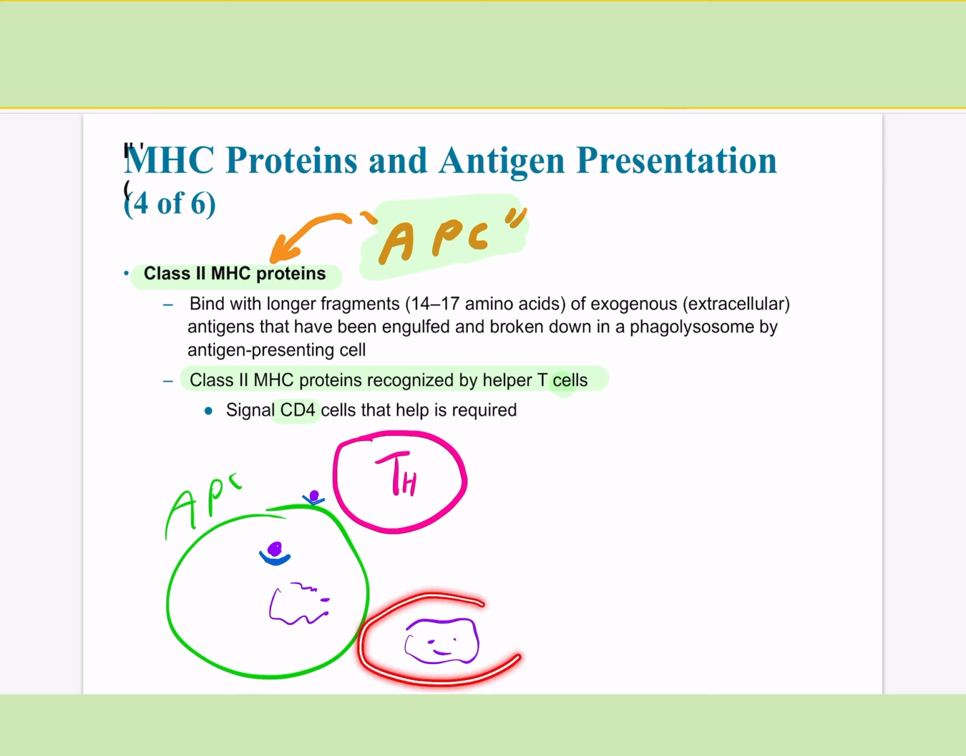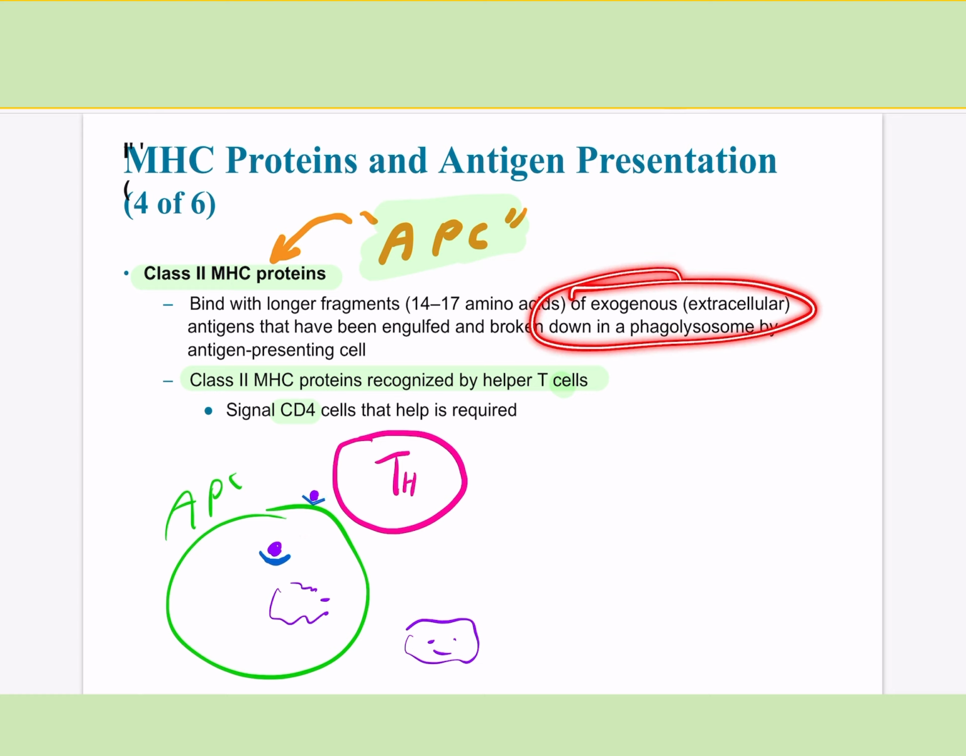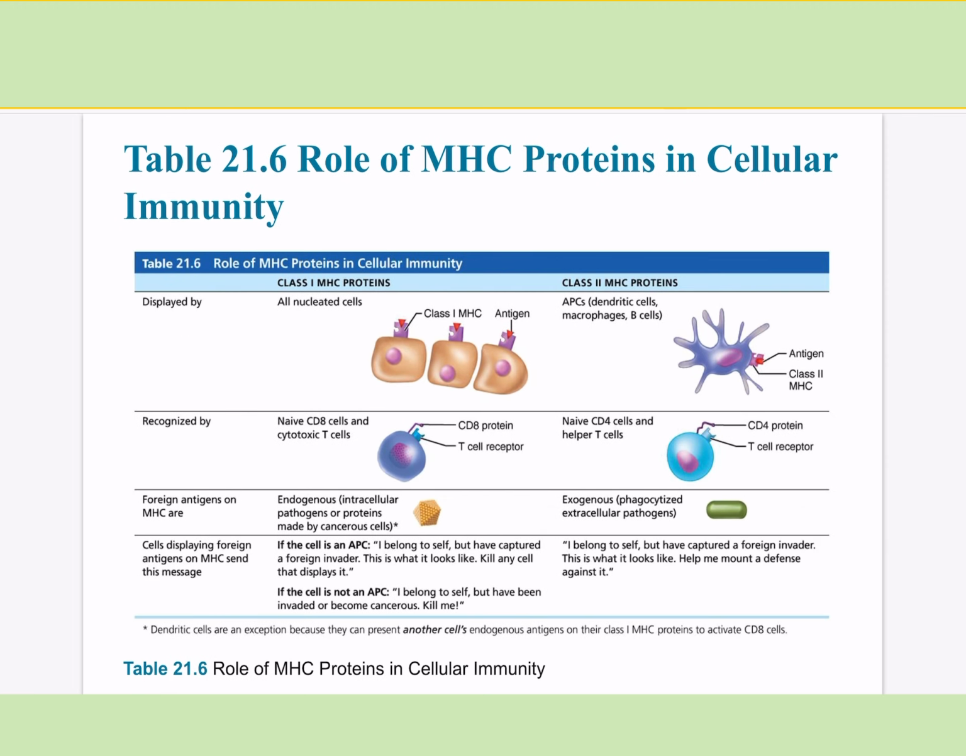Because what happens is, let's say this is an APC. It finds something foreign like a bacteria. It brings it in, breaks it up, and puts part of it in the MHC2, which gets put on the surface. So what's in here was not made by the APC, but it came from the thing it ingested. So it is exogenous or extracellular. Now, MHC2s are very important for co-stimulation with T helper cells. This is a really good rundown that's in your notes in your book. You can have a look at it.